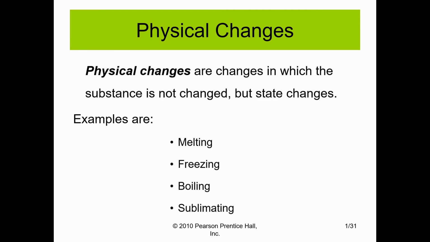This leads us to physical changes. Physical changes can occur when the substance is not changed, but the state of the substance is changed. Some common examples of state changes are melting, boiling, freezing, and sublimation. So when water goes from ice to liquid, or if we are boiling some water to make pasta, and the water slowly decreases in volume over time, that's boiling. The water turns from liquid to gas phase. These are examples of state changes, and these would be examples of physical changes.